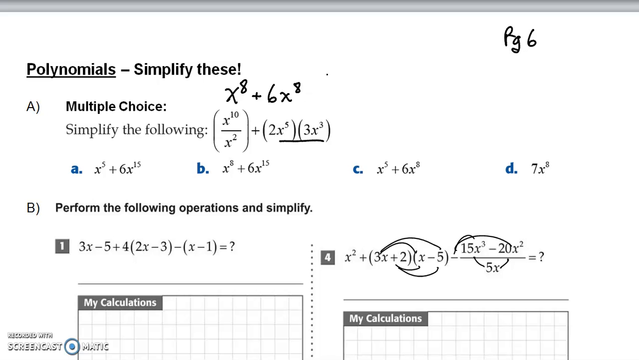They're like terms. So it's going to be x to the 8 plus 6x to the 8 is going to be 7x to the 8. So it winds up being a monomial because we have like terms.